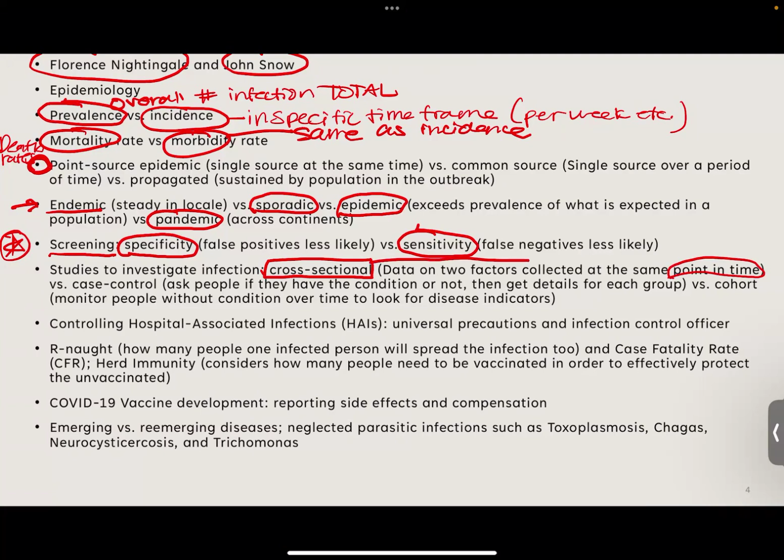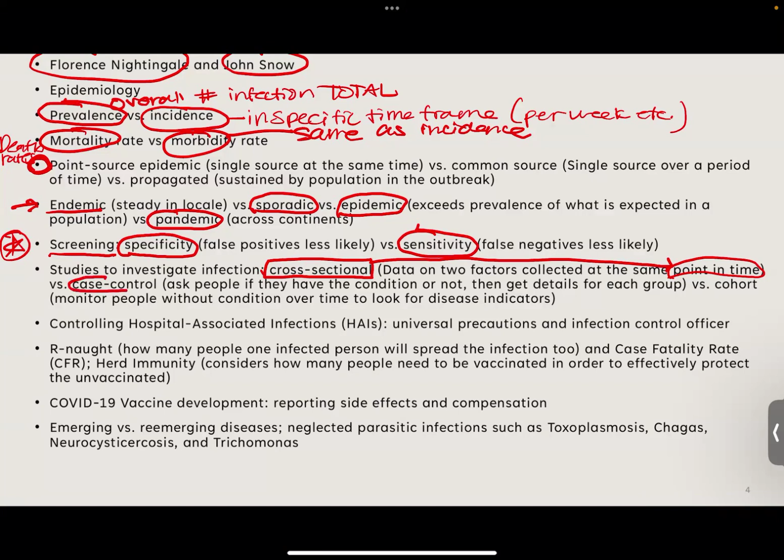Cross-sectional is at one point in time, and you're taking data at one point in time. So everybody ends up being sick, and on that day, you go out and you collect data from all the sick people. What disease do you have? And what were you exposed to? Or whatever, at that specific point in time.